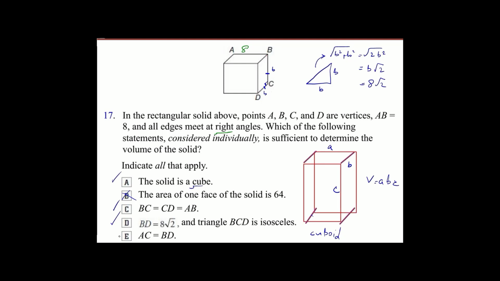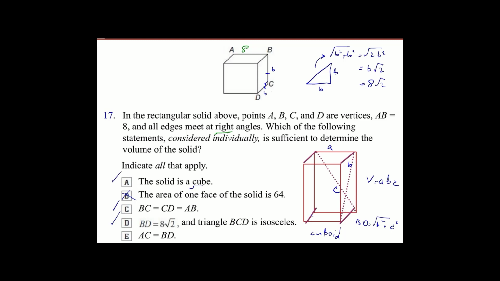Let's see the choice E. It says that AC and BD are equal. Let me draw a line. It says that this one and these two are equal. Can we say what the volume is? No, we cannot say. We know that this is B and this is C. By the Pythagorean theorem, we have B and C, so we can say that this line, which is BD, is the square root of B squared plus C squared.